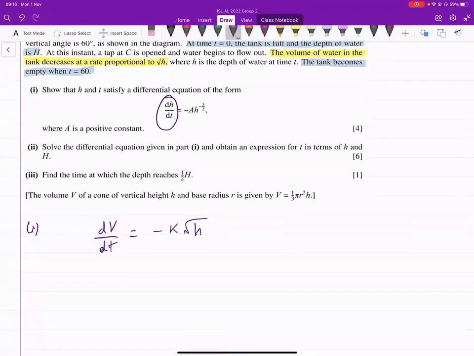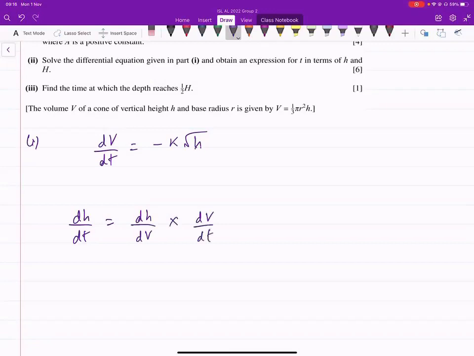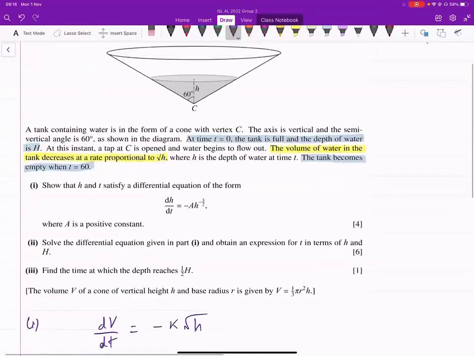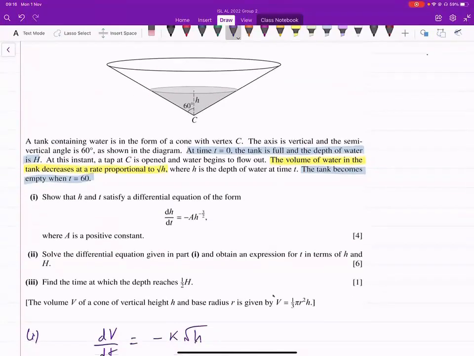हमें find क्या करना है? dh over dt. We've got dv over dt. तो dh over dt कैसे आएगा? dH over dV into dV over dt. dV over dt we already have, dH over dV फाइंड करना है. तो वॉल्यूम और हाइट के दरम्यान में क्या रिलेशनशिप है? इसका कोन का वॉल्यूम का फॉर्मूला क्या होता है? उसने आपको दिया भी होगा, V equals 1 over 3 pi r square h. ठीक है, so we use that.